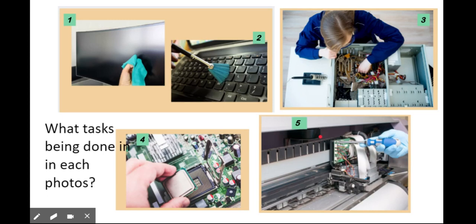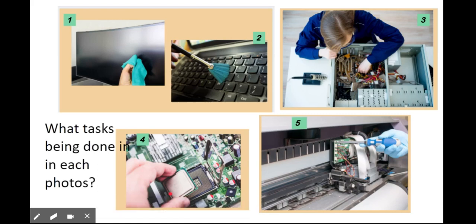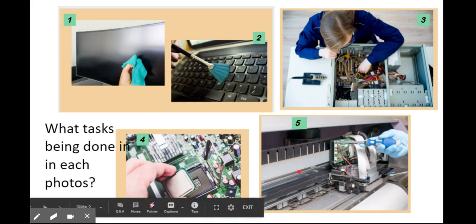Take a look at these photos. What tasks are being done in each photo? For number one, that's right, it's cleaning the monitor. Photo number two, cleaning the keyboard using a brush. That's correct. About number three, connecting wires inside the system unit. That's right. And number four, installing the CPU. That's correct. And number five, tighten or loosen the screw of the printer head. Very good. So those are the different tasks being done in each photo.